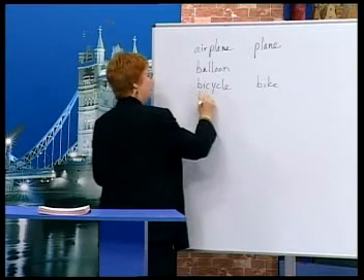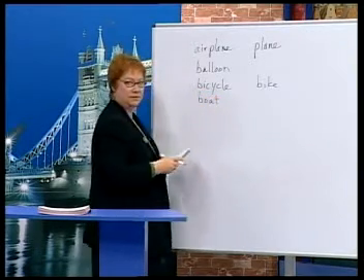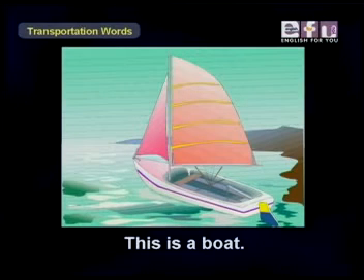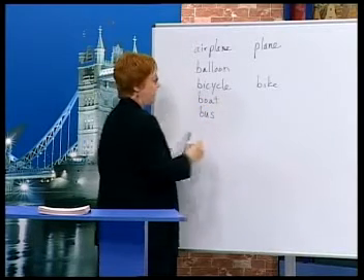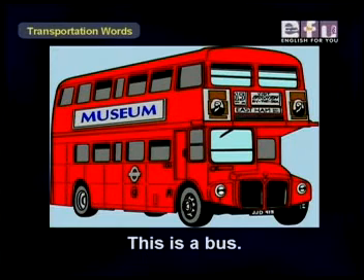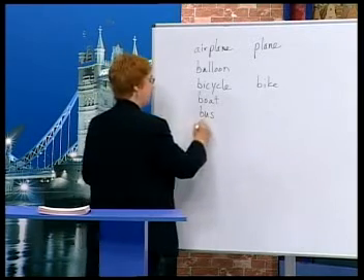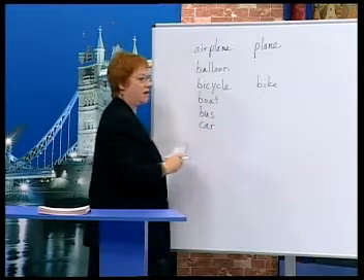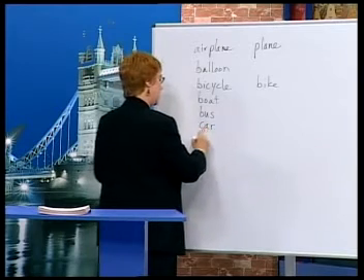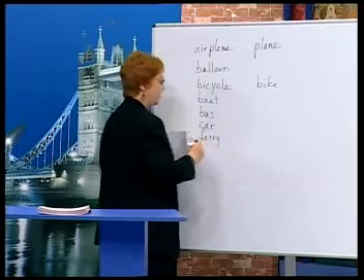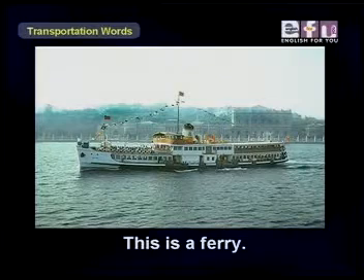The next one is a boat. This is a boat. The next one you probably know is a bus. This is a bus. We have more. We have a car. A car. This is a car. Now on the water we can travel by ferry. This is a ferry.